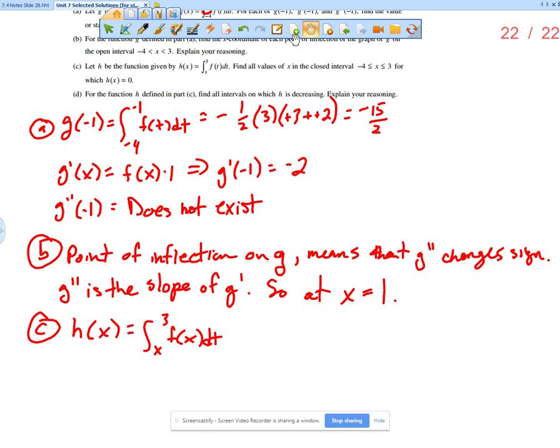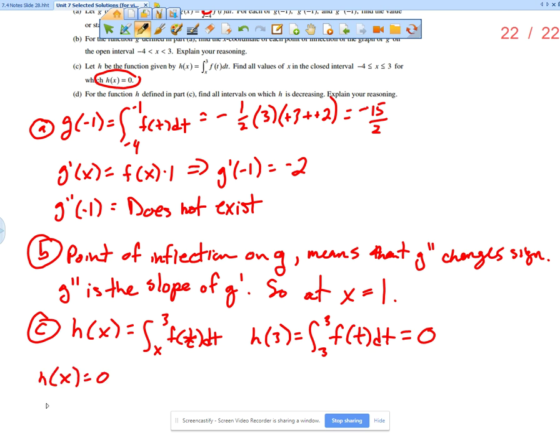Now, the first one to think about is the easiest one. If x is 3, then the integral from 3 to 3 is equal to 0. That's what we're looking for. When is h equal to 0? So we can say that h of 3 is equal to the integral from 3 to 3 of f of t dt. Well, of course, that's 0. So that's easy, h of 3 is 0. It says, find all values of x. So h of x equals 0 at x equals 3. That's one answer.